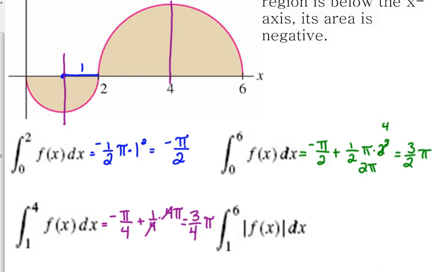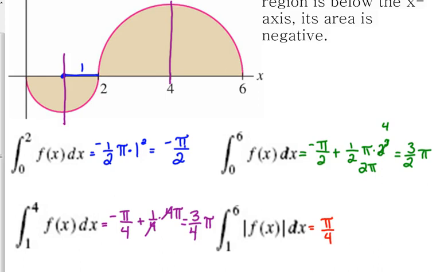But if you were to do that, would it be 2 where it changes? Yes. We would split this interval up at 2, because that's where it changes from negative to positive. So, if we're looking from 1 to 6, we've got two different regions here. We're looking at the area from 1 to 2. Well, we just figured that out. That was negative pi over 4, but it's the absolute value, so that becomes positive pi over 4.